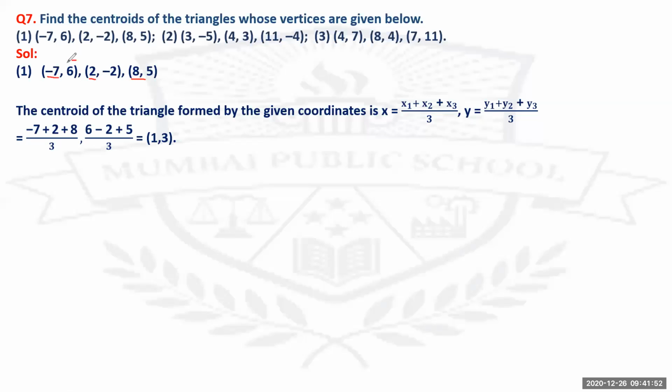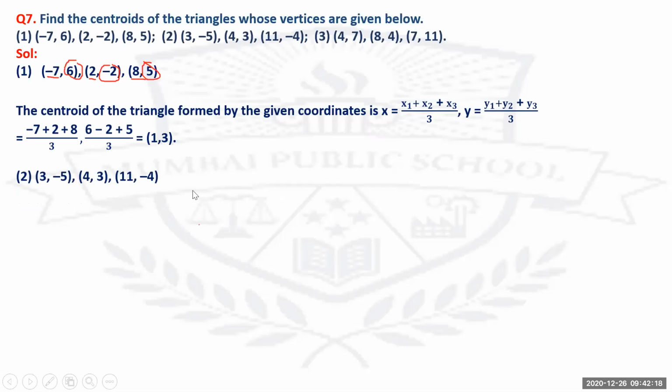Just add that, and for y, check 6 minus 2 and 5. Just add all this. See, minus 7 plus 2 plus 8, and here you will get 6 minus 2 plus 5 upon 3. So that is equal to 1 comma 3.